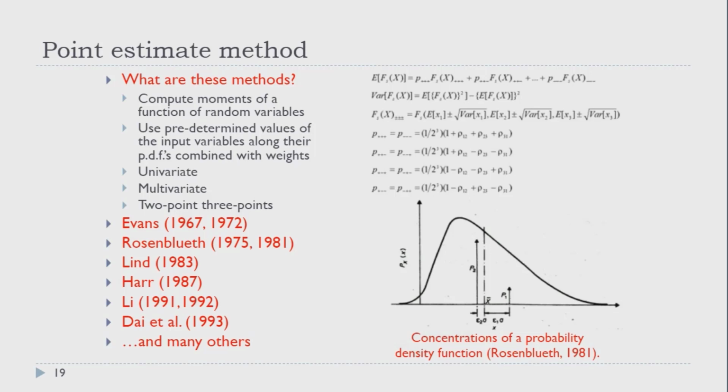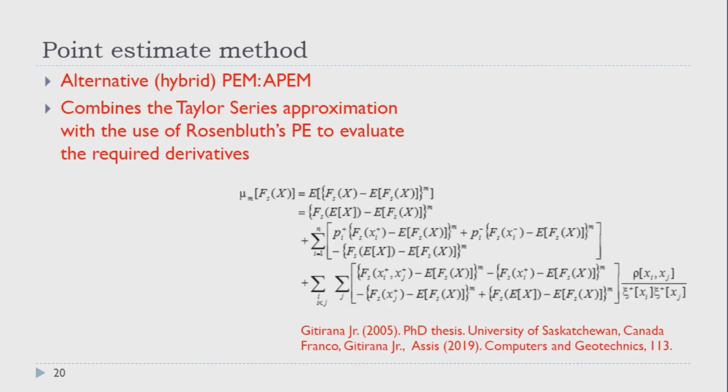So the problem with these methods is that they tend to require a lot of computations because they have redundant points, let's say. One way to try to resolve this issue is to have a smarter way of selecting these points. And this is where the APEM method comes in. It's an alternative or hybrid point estimate method. We take the Taylor series and then we use Rosenbluth's, there's a typo here, sorry, to evaluate the required derivatives by the Taylor series.